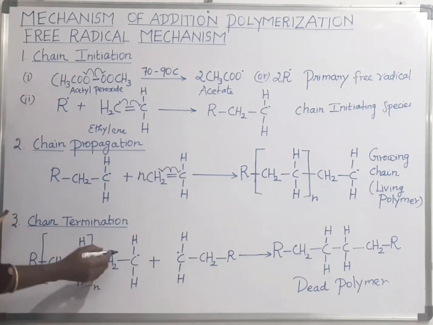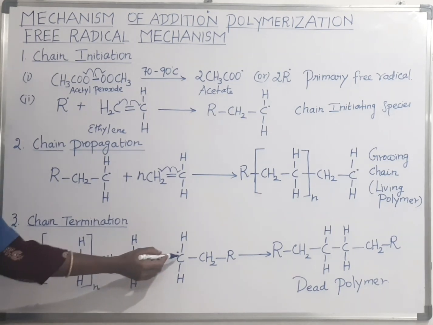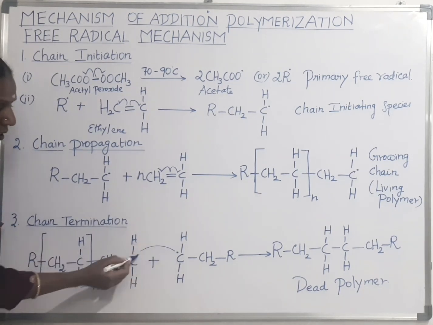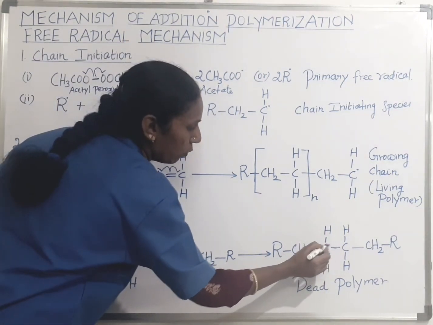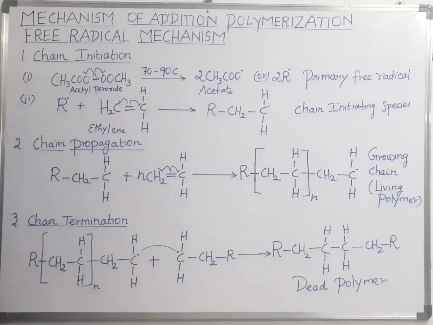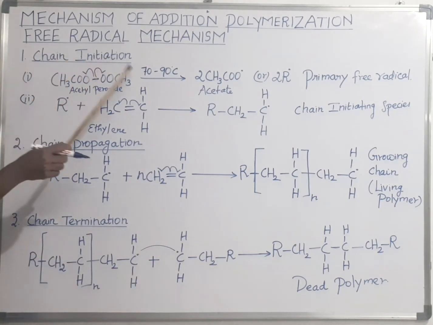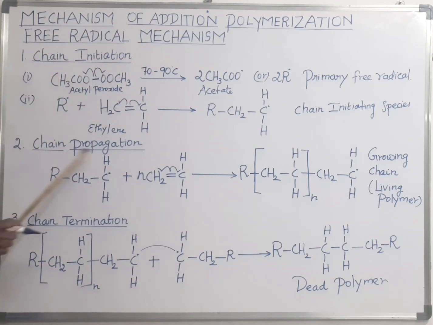So the addition of free radical of one chain end to the another free radical, it reacts to make a bond. That bond is between the two carbon atoms. So we get the dead polymer, the chain ends. So these are the three main steps of free radical mechanism: chain initiation, chain propagation and chain termination.